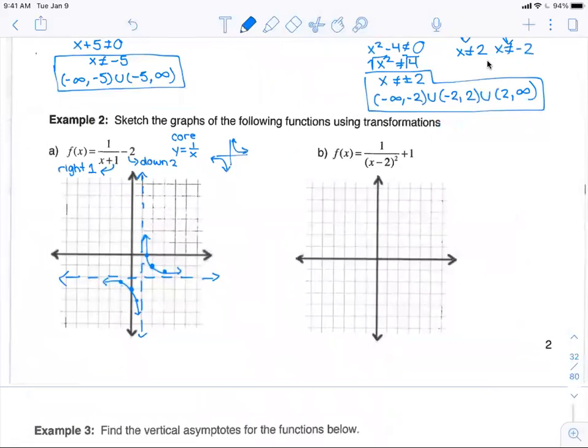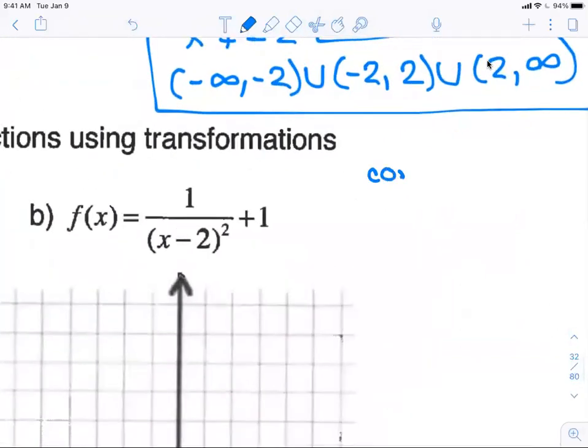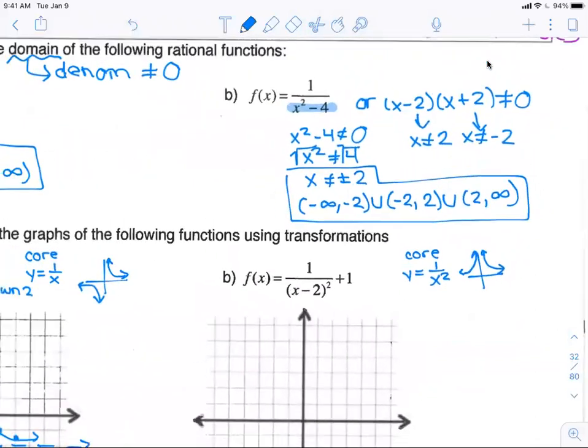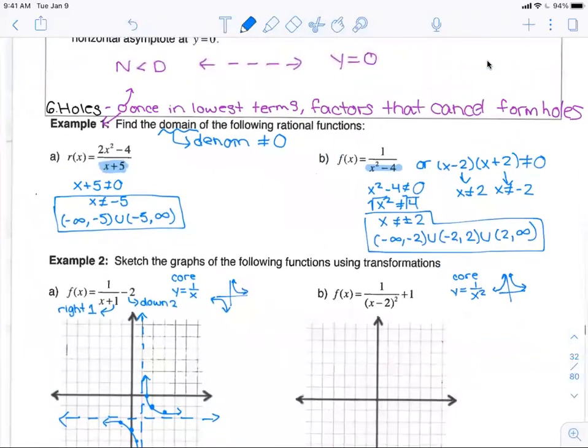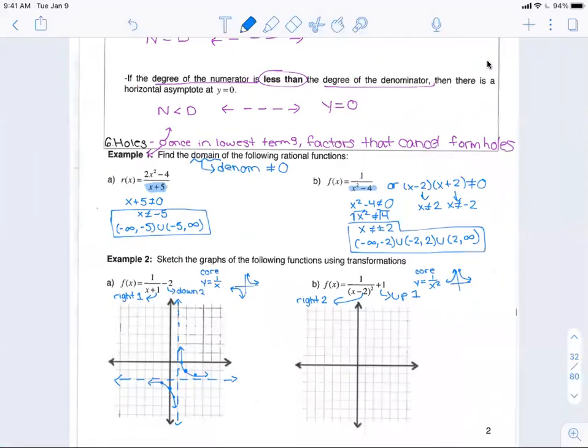I'm going to go ahead and do B with you. The only difference really in B is notice that the core graph is not 1 over x. The core graph for part B is 1 over x squared. So if you go back and look at your notes, that one looks like this. So that's your core. Your movements, you should know this is going to go up 1. And because this is minus 2 on the inside of the function, it's going to be right 2.